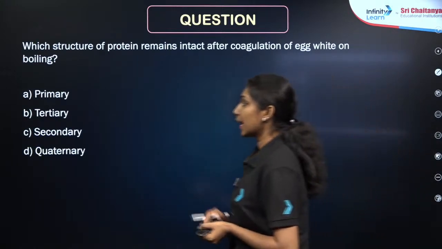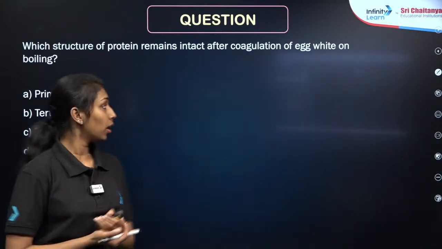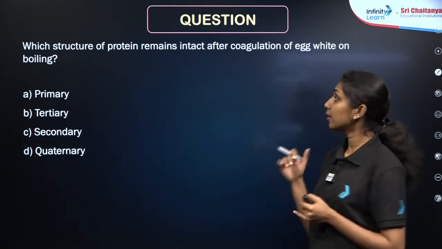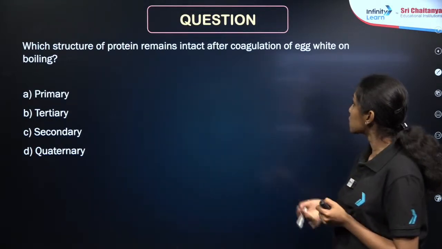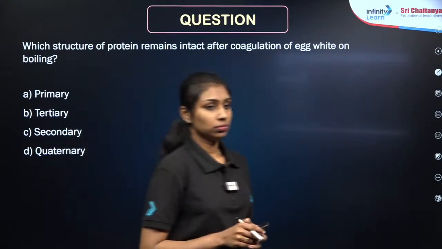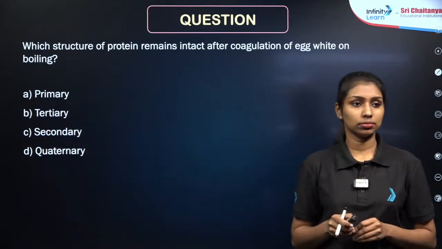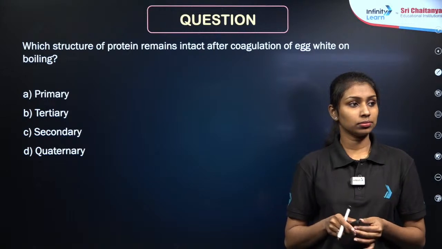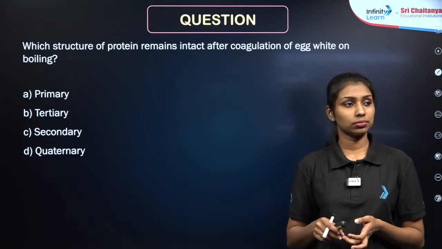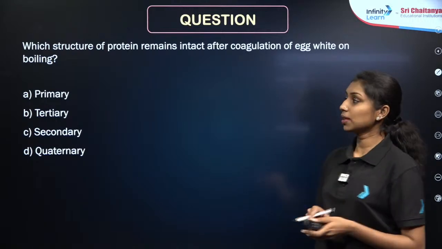Okay, here is the next question, again based on the structure of protein. Which structure of protein remains intact after coagulation of egg white on boiling? What will be the answer?